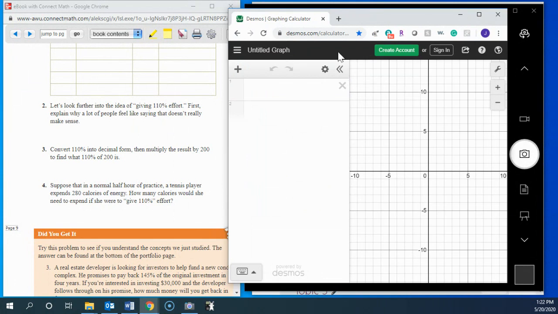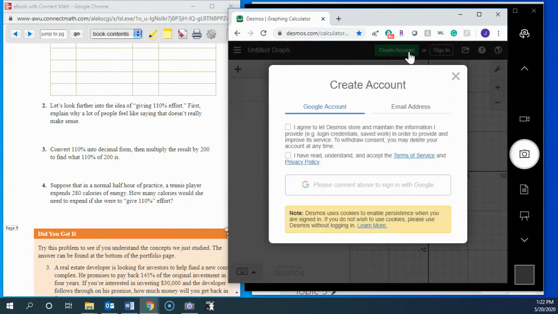Okay, now if you have not done this yet, after you go to desmos.com, you could click on create an account or create account. If you already created an account, you could click on sign in. So you click on create account. Now you have two options, a Google account option or email address option. If you have a Google account, all you have to do is check both of these here and then hit this bar here once it lights up. Let me show it to you.